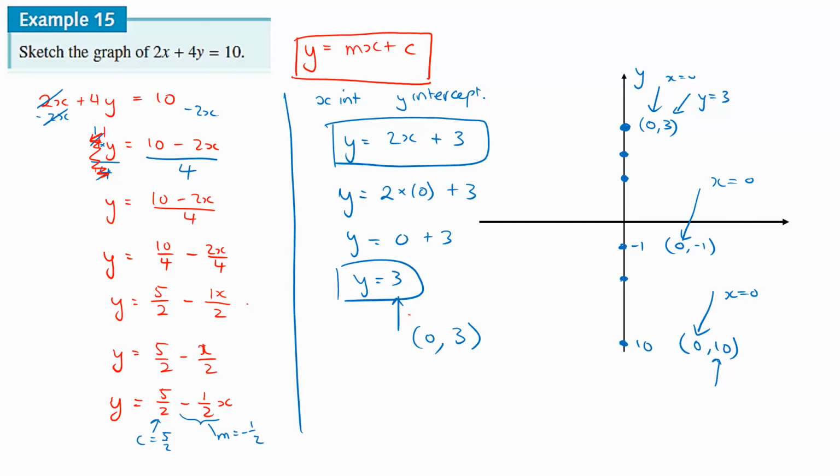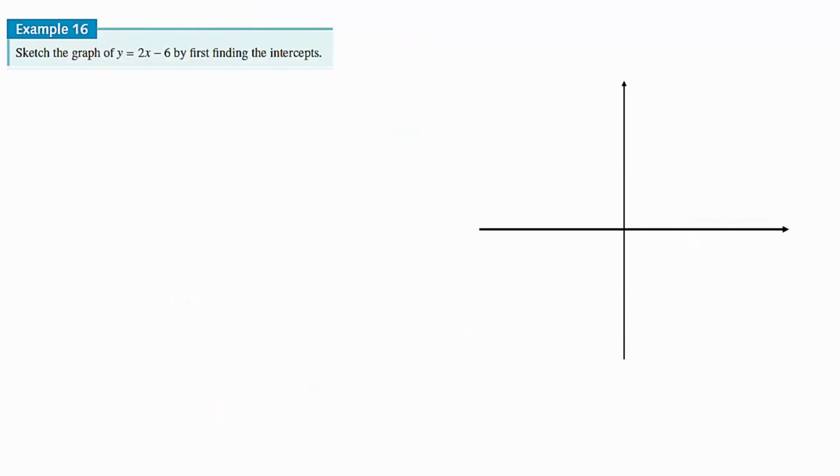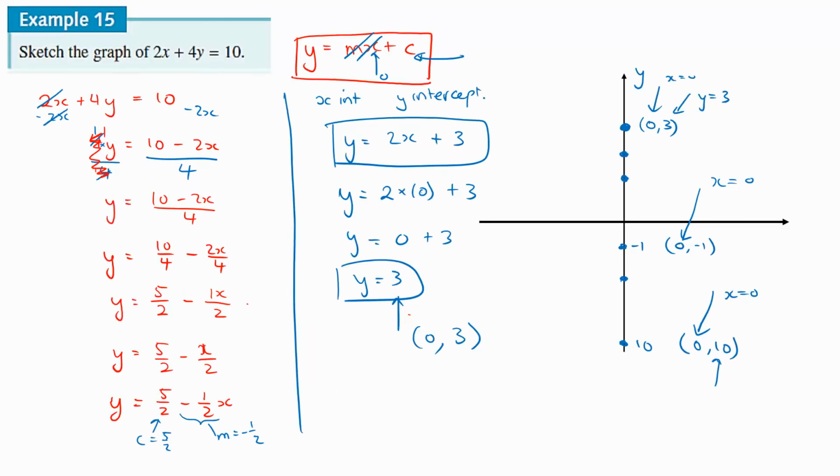Okay? That's the reasoning. If you substitute 0 here, it's always going to cancel out, and that will be your y-intercept. So the question is, why do you have to substitute 0? Because on the y-axis, x is always 0.